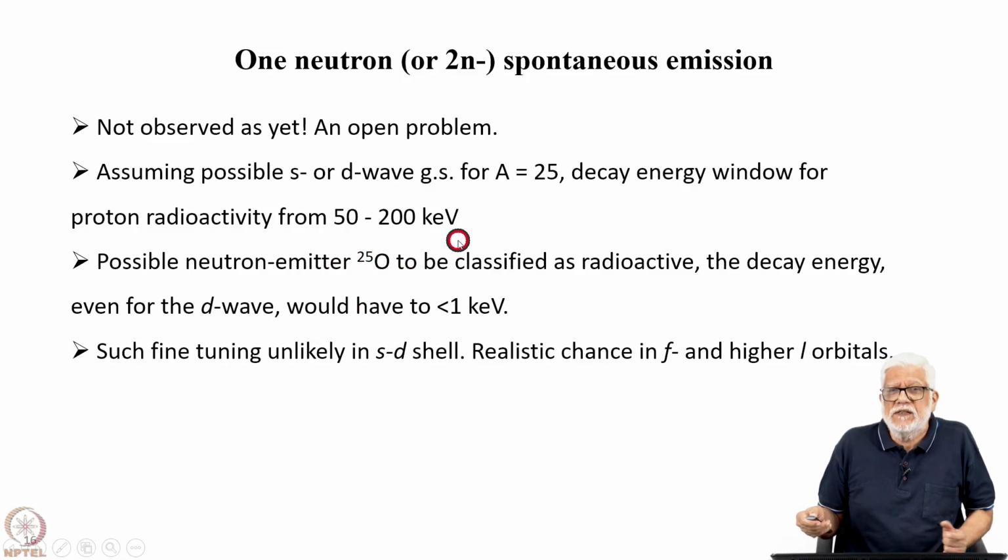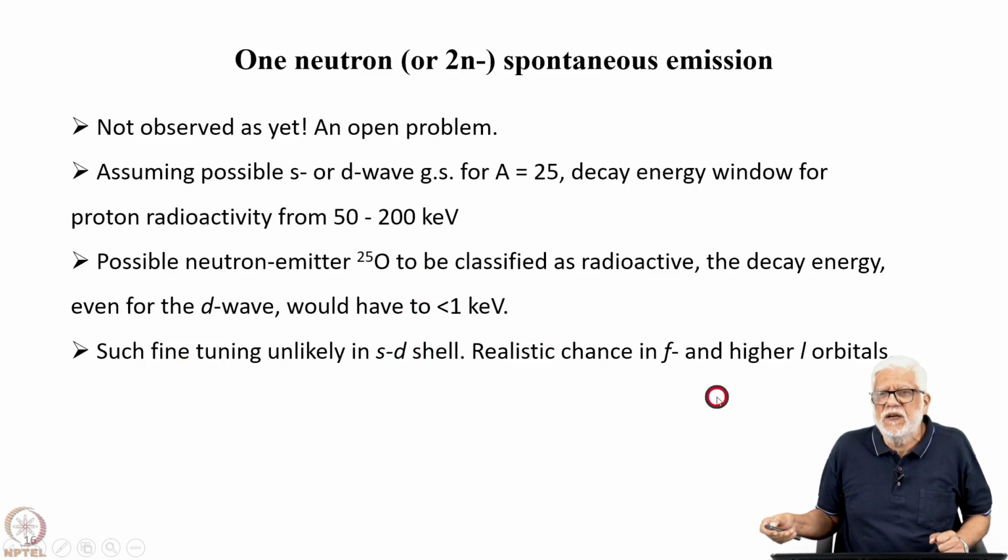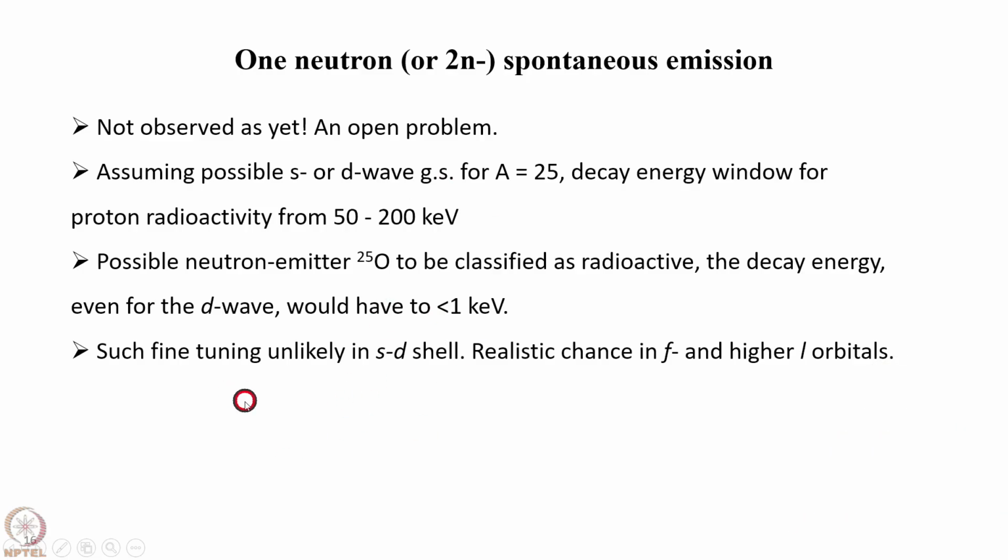But you have to have a barrier, as I said, for it to be detected nicely. So, if you have something like a D wave emission, then this would be having a width, the energy would be just less than 1 keV, but this is in principle possible using time of flight methods. Such fine tuning is probably difficult to get in the SD shell, but perhaps in F and higher FG shells, maybe such a thing is possible. Anyway, we do not have evidence for this yet, but this is an open problem, as I said.